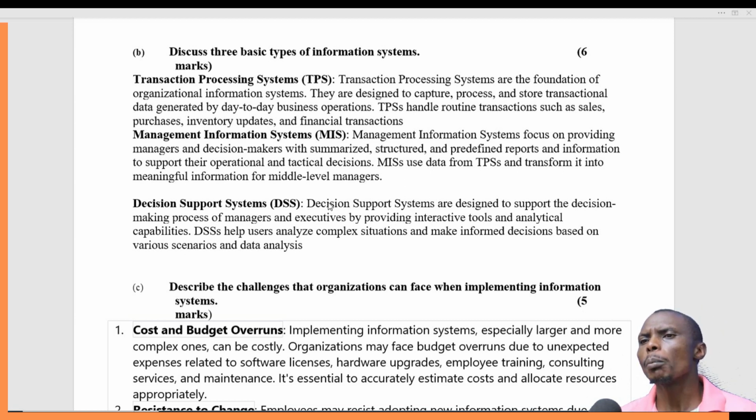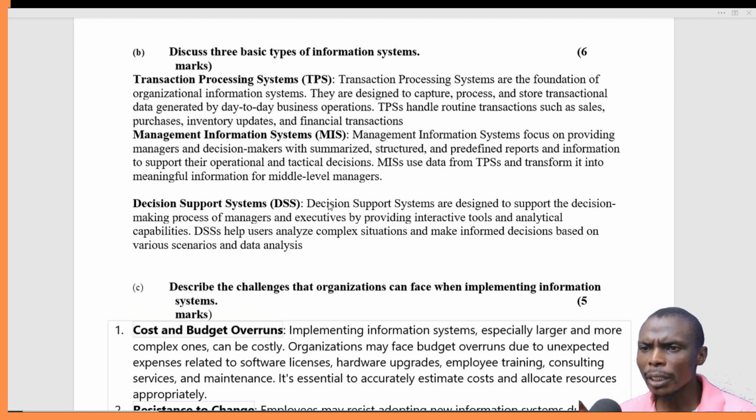Then the next one, we have management information system, or what we call MIS. So what is management information system? Once data has been captured by the TPS, the transaction processing system, the managers will need to make their decisions based on the output of the TPS.